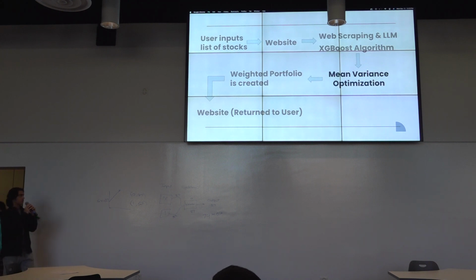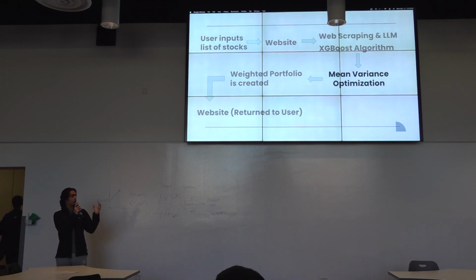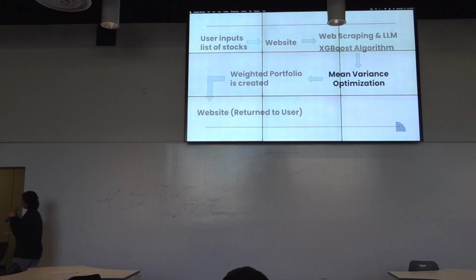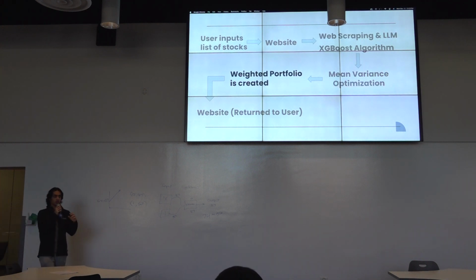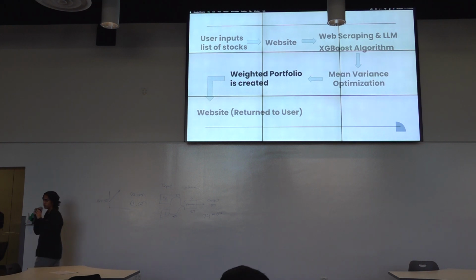Then all of that data is going to be sent to the next model, which is mean variance optimization. This is kind of just another AI tool that will take all of that data and optimize it for the least amount of risk with the greatest amount of profit. And that's going to create a weighted portfolio, which tells the user how much percent he should invest in each stock, and then that's finally going to be returned to the website.